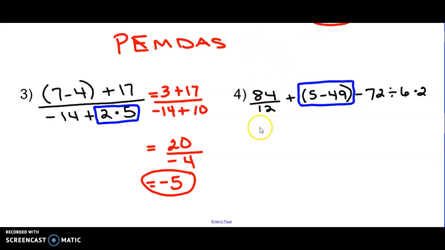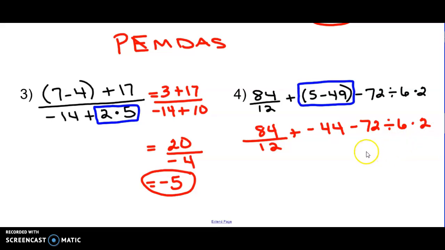Okay, so first I'm just going to rewrite my 84 divided by 12 plus, and then 5 minus 49 equals negative 44. And then I'm just going to rewrite all of this because we haven't simplified that yet. So minus 72 divided by 6 times 2. All right, so now we made it look a little bit easier.